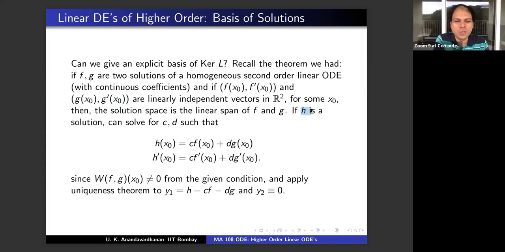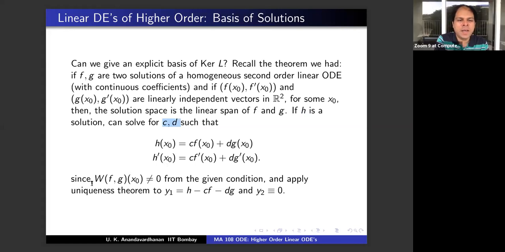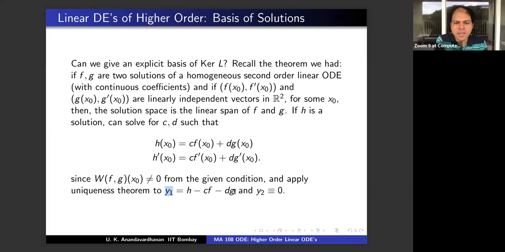If U is another solution, you can find constants C, D, and E such that U at x naught is CF plus DG plus EH at x naught, and similarly for U prime and U double prime, because the Wronskian is non-zero. Why? The Wronskian of F, G, H at x naught is non-zero because of this condition. These three are linearly independent. And then you will apply the existence uniqueness theorem to which function? U minus CF minus DG minus EH, and identically 0. So that's how you will do it.